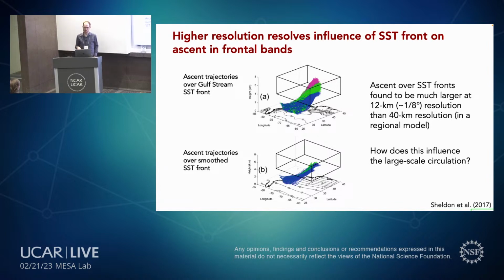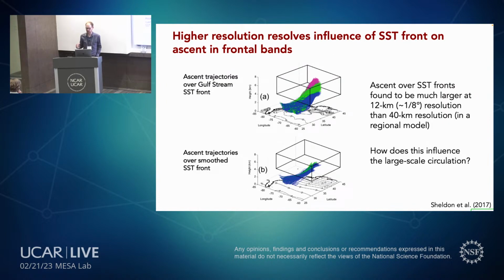And then there's been some more regional modeling studies looking at even higher resolution. So here, looking at 12 kilometer, or about 1/8 of a degree resolution, showing that you get much stronger ascent if you have a sharp SST gradient, but that you can only get the strong ascent if you have a sufficiently high resolution. So if you have 1/8 of a degree, but if you have 40 kilometers, which is closer to 1/4 degree, then you're not fully getting this response to the atmospheric ascent to the SST gradient.